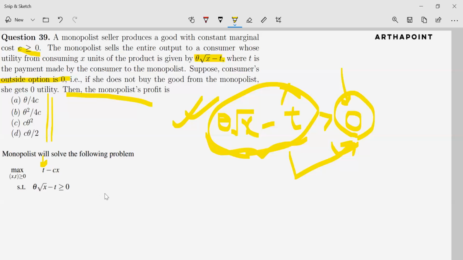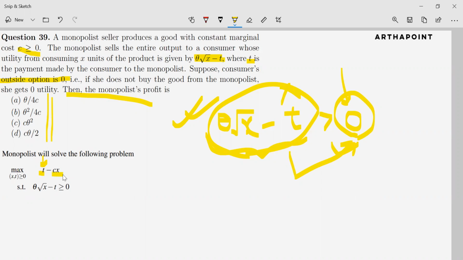What is the cost that the monopolist is going to incur? The marginal cost. So T is the revenue that the monopolist generates, as is written here. T is the payment made by the consumer. CX is the amount of cost incurred.